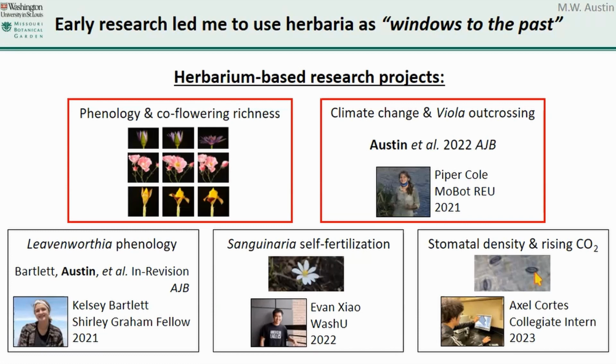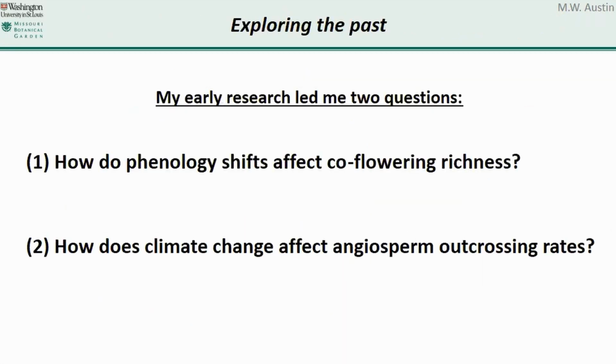So these two projects that I'd like to chat about in the first half of my talk are both related to answering two different questions. The first being, how do changes to flowering time affect co-flowering richness at the community level? And the second being, how does climate change affect outcrossing rates of flowering plants? So let's begin with the first of these two questions.